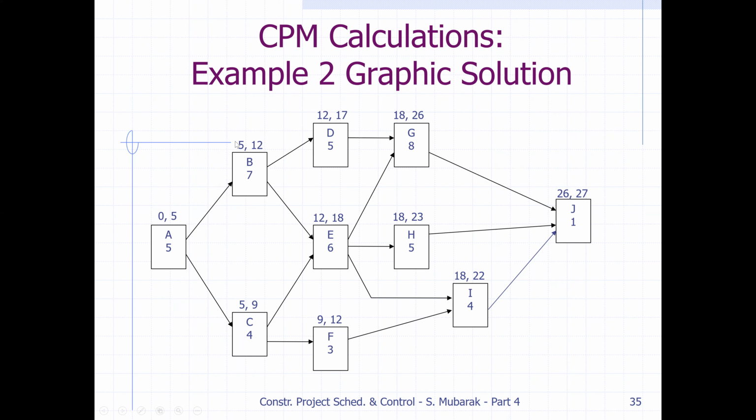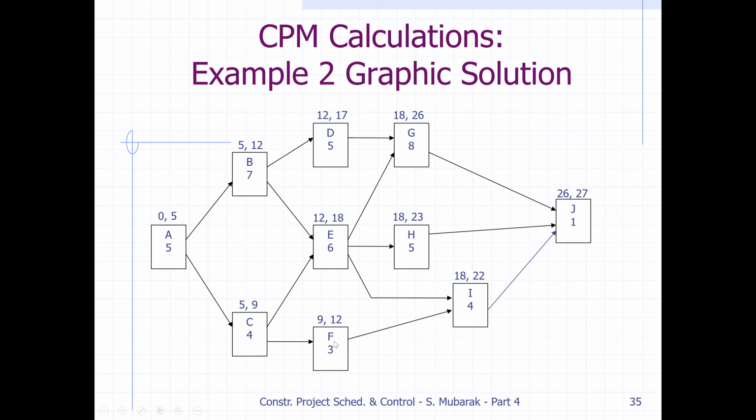So 0, 5. 5 comes here, plus 7 is 12. Then 12 comes here, plus 5 is 17. Then for E, 12 comes here. From this side, C is 5 plus 4 is 9. So now for E, B is 12 and C is 9. So we take the maximum, 12 here, plus 6 is 18. So for E is 18. And now for G, E is going to finish on day 18, D is on 17. So we will take the maximum for G, 18 plus 8 is 26. And H is 18 comes here, plus 5 is 23.